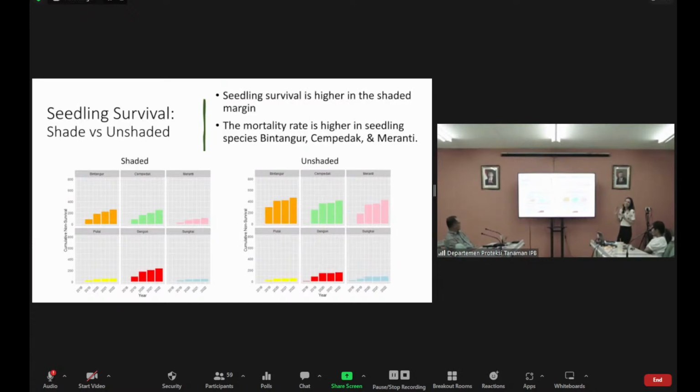When we look at the seedling survival data that's been collected over the past 5 years, this is cumulative mortality rate between the shaded and unshaded environment. And what we're seeing is that an unshaded environment has a higher mortality rate compared to seedlings that were shaded by mature palm oil. Interestingly, when we break it down even further, we see that Bintanga, Symphoduck, and Moranti had a higher mortality rate when they were growing in an exposed environment during their early development.